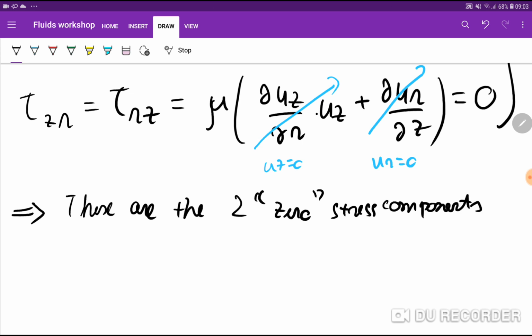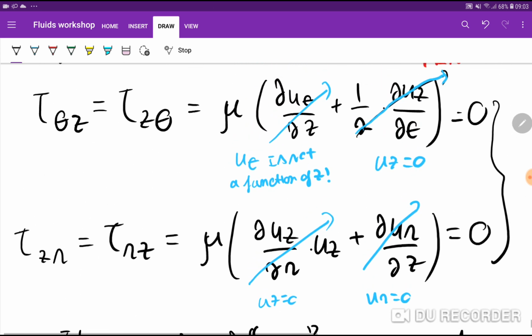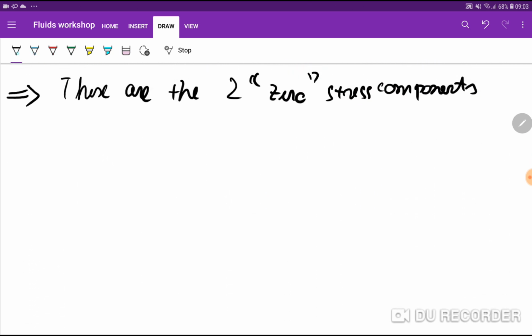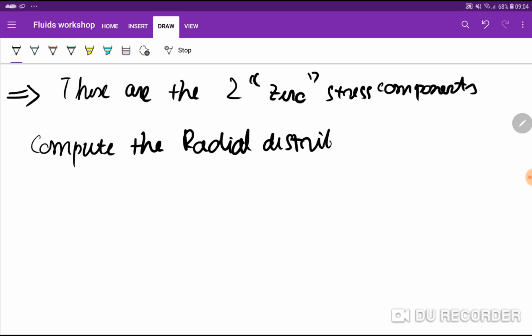Okay, so how about the radial distribution? I'm just basically showing you guys that the other stress components rather than the radial one are 0. We just derived it here. So now let's compute the radial distribution of stress.